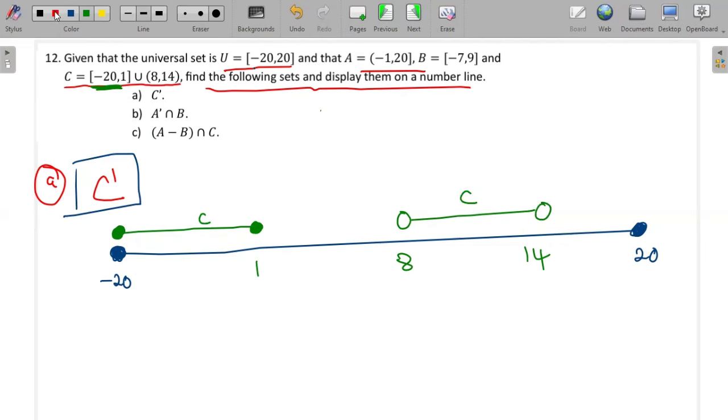So how then do we find the complement? We come at this end point of C. So I'm going to give a very simple example.